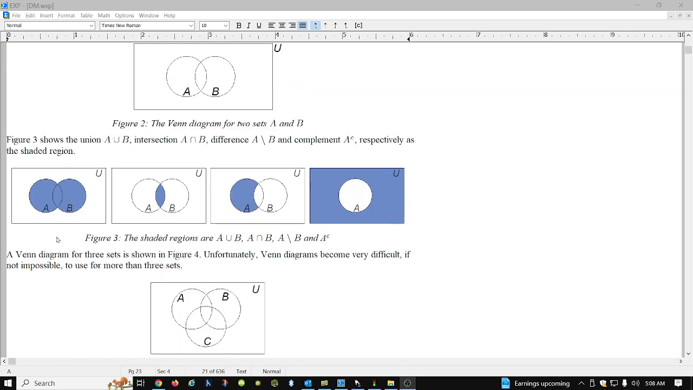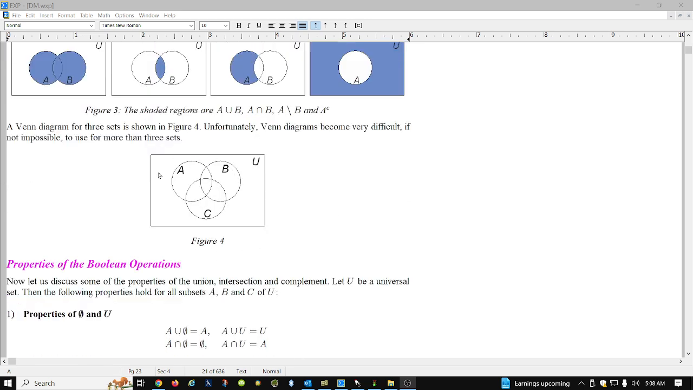This shaded part, the blue portion here, is the union, here the intersection, here the relative complement of B and A, and this is the complement of A.